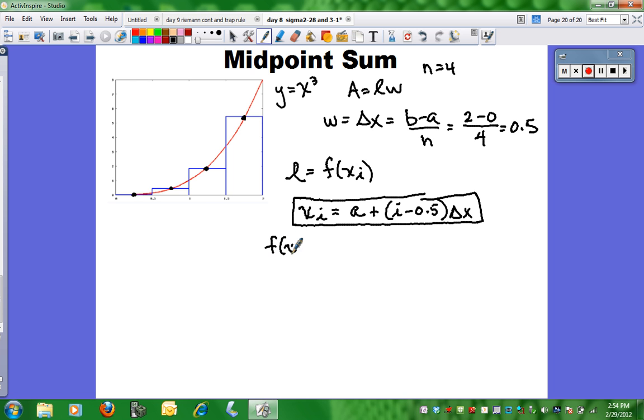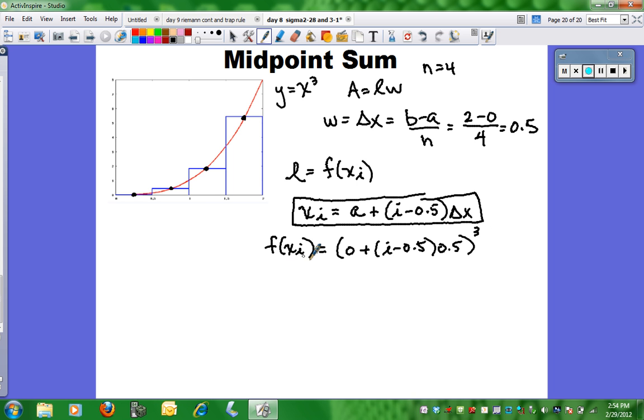So we have f of x sub i. In this case, it's x cubed. In other cases, it may be other things. So we have a, which we know is 0, plus our i minus 0.5. We know our delta x is 0.5. It's all cubed because that's what this function is. If this were x squared, this would be x squared. Students in the past always think it's cubed. No, it's whatever this function dictates. I could have a big long polynomial, and this would go everywhere we saw an x in that polynomial.